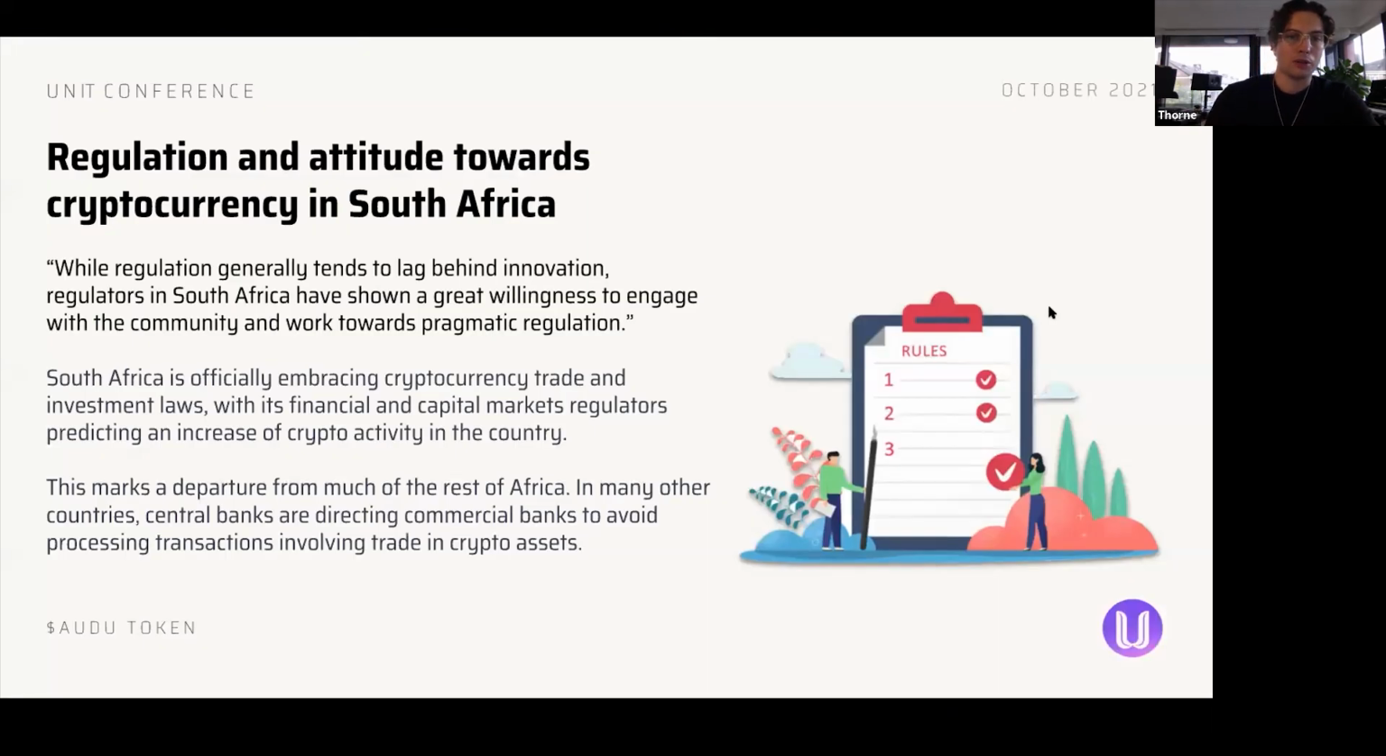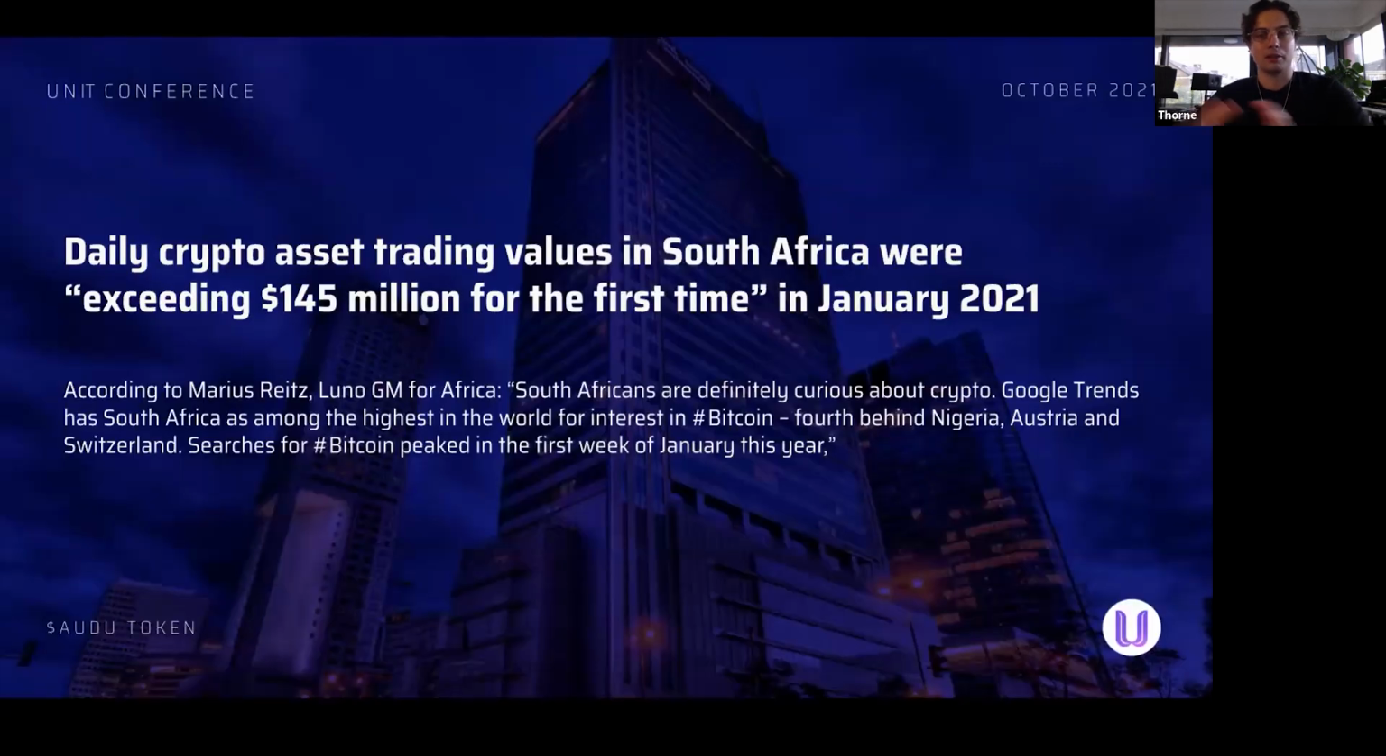So, regulation and attitude towards cryptocurrency in South Africa. While regulation generally tends to lag behind innovation, regulators in South Africa have shown a great willingness to engage with the community and work towards pragmatic regulation. South Africa is officially embracing cryptocurrency trade and investment laws with its financial and capital markets, and regulators are predicting an increase in crypto activity. This is a departure from much of the rest of Africa, and in many other countries, central banks are directing commercial banks to avoid processing transactions involving trade in crypto assets. So that's a very promising start. At least there is some sort of freedom to trade as they please.